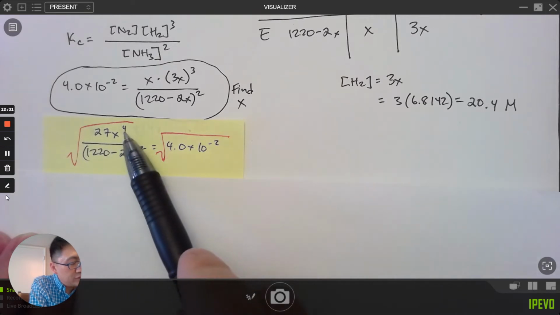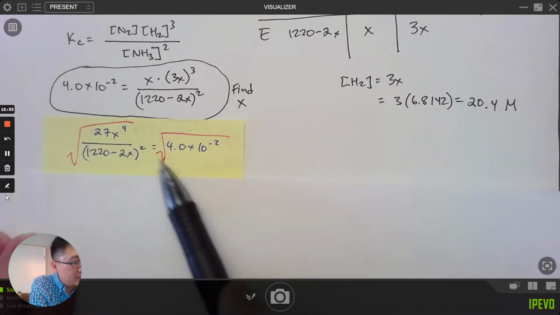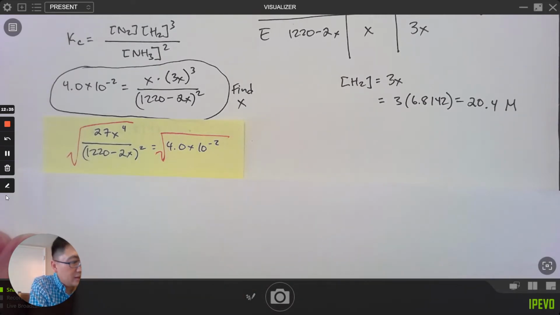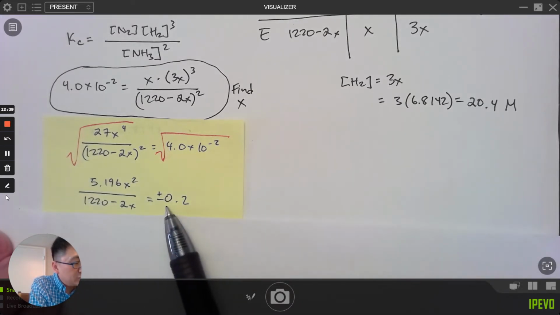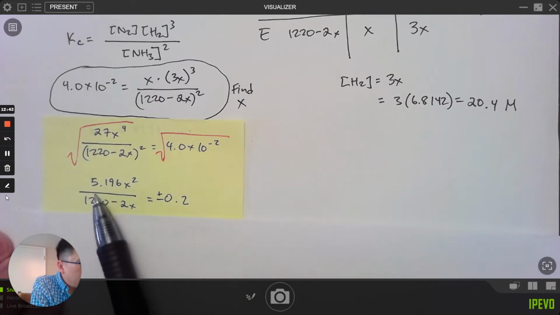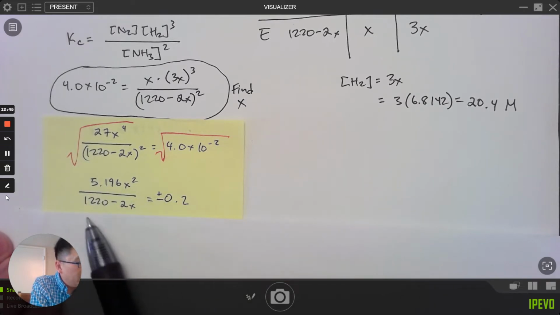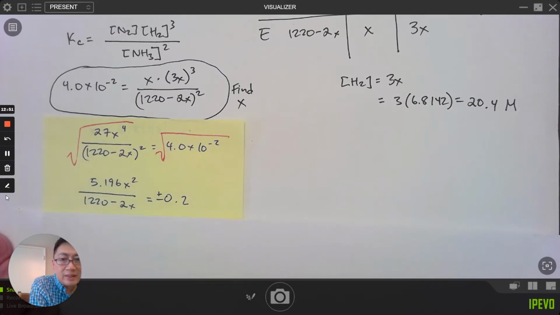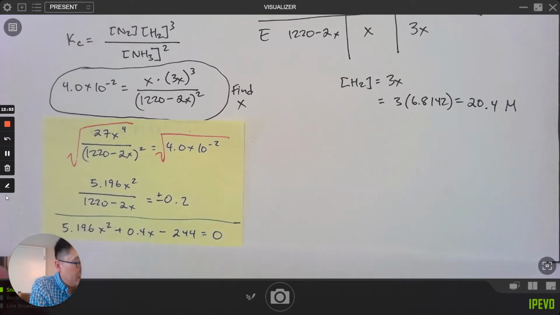Since I have the fourth power and a square, I could take the square root of both sides. The square root of that is 0.2, but the square root of something squared is plus or minus. So I have 5.196x squared over 1220 minus 2x, because the square root of 27 is 5.196. Okay, I did it first in terms of the positive value.